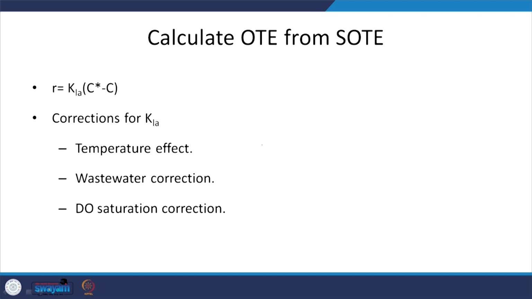And how is it that oxygen is supposed to move from the gaseous phase into the aqueous phase? How does that occur? It is typically based on the two-film theory. Let us say this is the bulk liquid, and here is the bulk air. So, it says that this is an air film, and this is a liquid film.